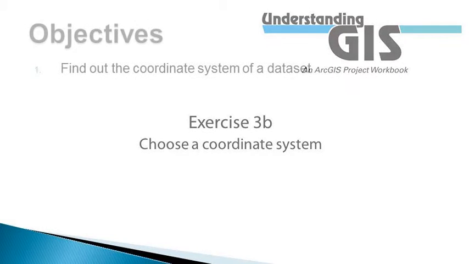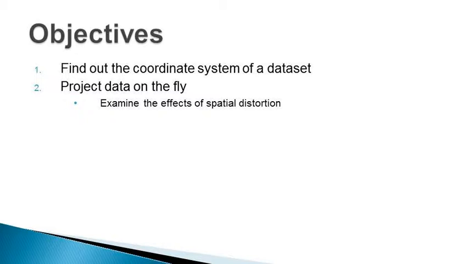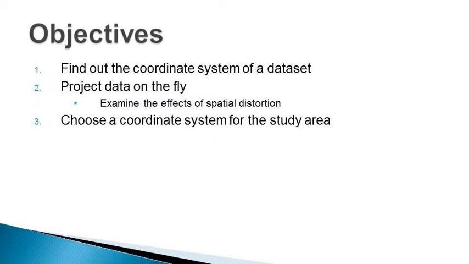In this exercise, we have 3 objectives. First, we'll see how to find out the coordinate system of a dataset. Every dataset has one. Second, we'll see how to project data on the fly. This means temporarily forcing some layers in a map into a coordinate system that isn't their own. That will also give us a chance to look at spatial distortion. Third, we'll choose an appropriate coordinate system for our study area. We'll also assign that system permanently to our datasets in Lesson 4.